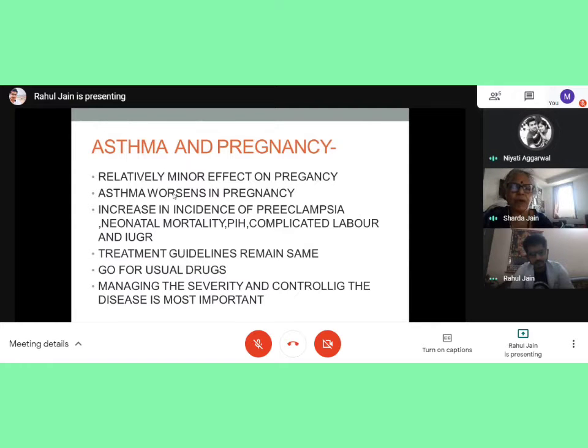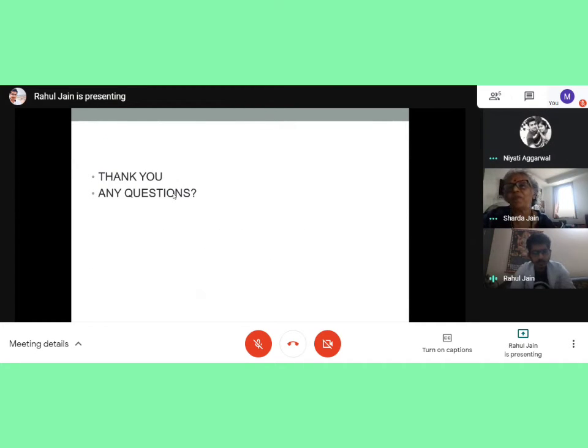And very rightly said by you, allergens or trigger factors have to be stopped. With this, I conclude our session. I hope everything was very clear.